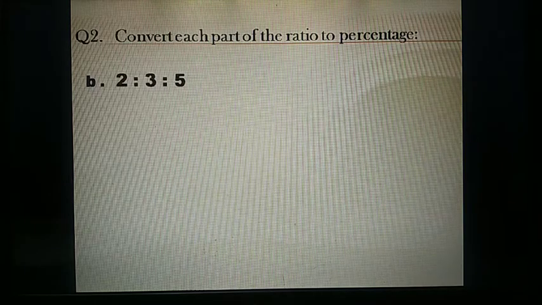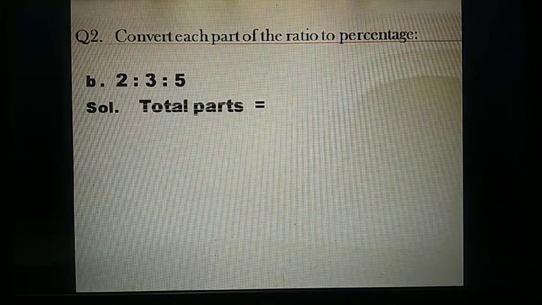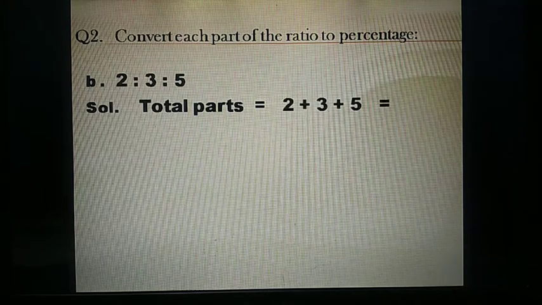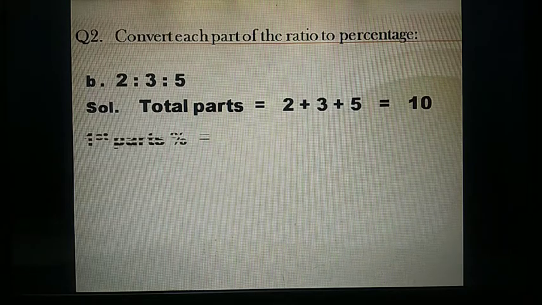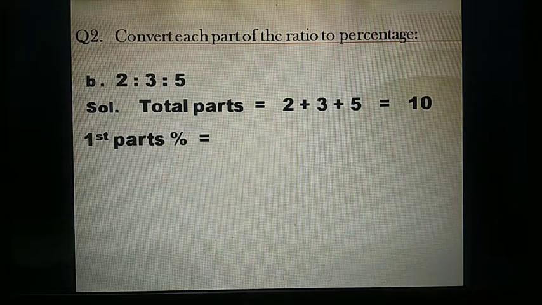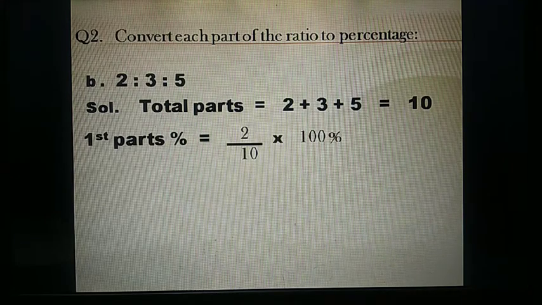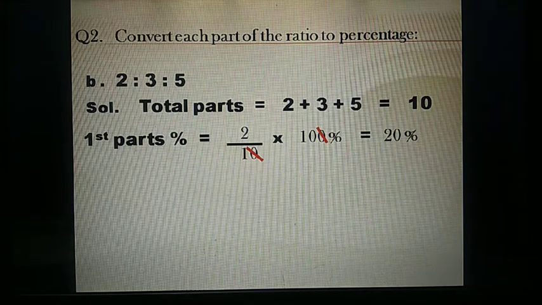Moving to the second ratio. Here there are 3 parts in the given ratio. First find the total parts, which is equal to 2 plus 3 plus 5, that is 10. Now, to find out the percentage of first part, you will get 2 upon total, it's 10, multiplied by 100% to get the answer in percent. Perform the cancellation, 0, 0 cancel, left with 20%.